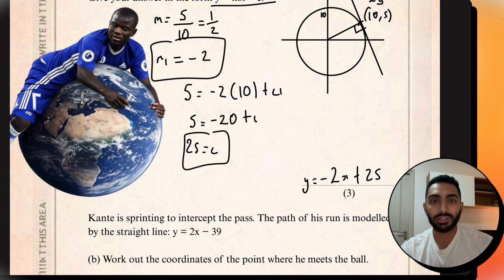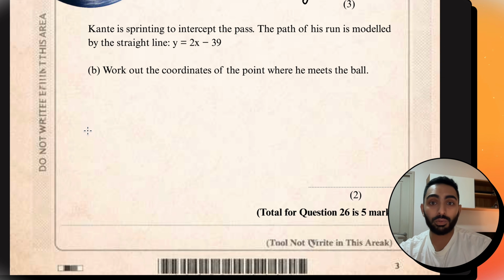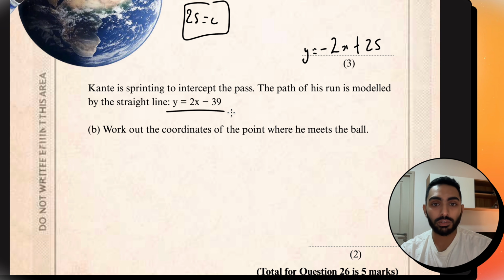Kante is sprinting to intercept the pass. That's Kante covering the world. They say 70% of the world is covered in water. The rest of the world is covered with Kante. The path of his run is modeled by the straight line y equals 2x minus 39. Work out the coordinates of the point where he meets the ball.